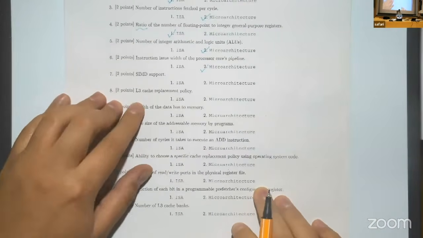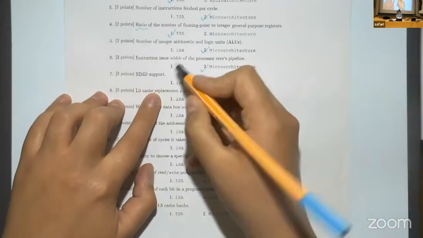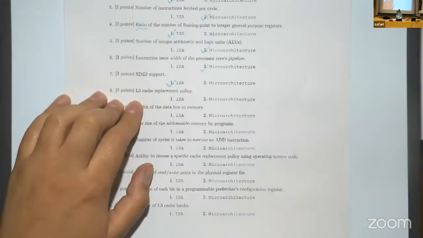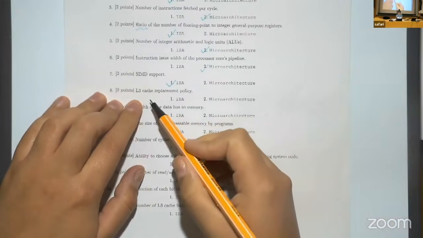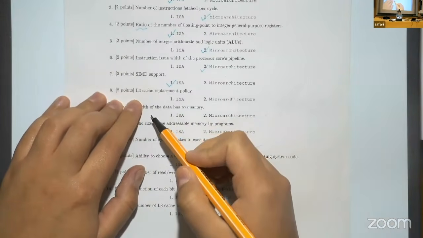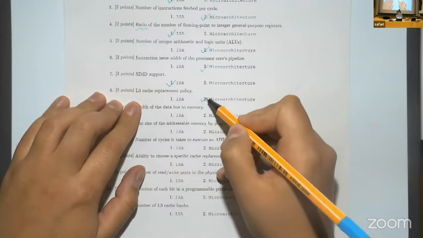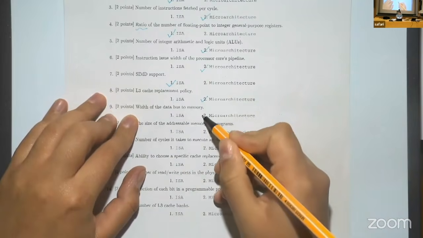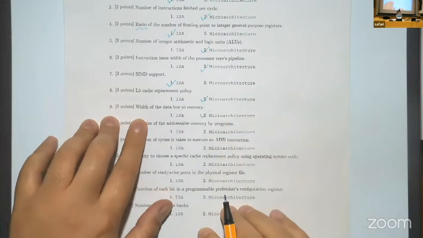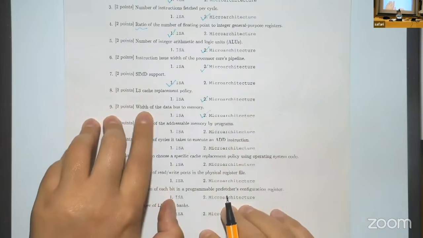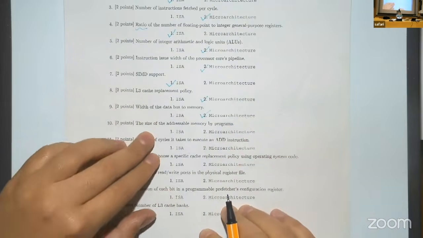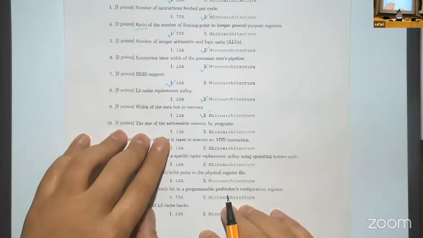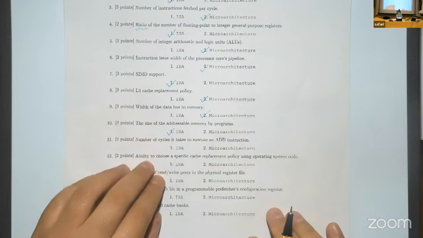Nice, okay. SIMD support is ISA, because we need to know whether we can use it in our software code. L3 cache replacement policy, again microarchitecture. Width of the data bus to memory: microarchitecture, we don't necessarily need to know the width of it from outside. The size of the addressable memory by the program, that is clearly ISA.